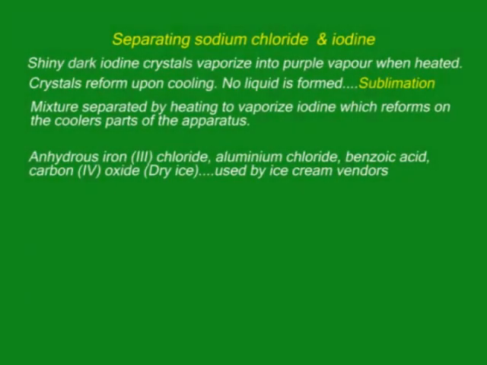Other substances that undergo sublimation are anhydrous iron(III) chloride, aluminum chloride, benzoic acid, and carbon(IV) oxide, otherwise known as dry ice. In particular, dry ice is used by ice cream vendors, preferably to ordinary ice. Why? Because it sublimes, leaving no wetness, which would otherwise dampen the ice cream. So next time you buy an ice cream from a vendor, be more observant.